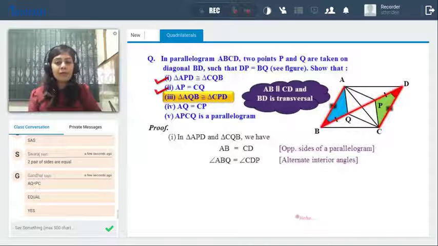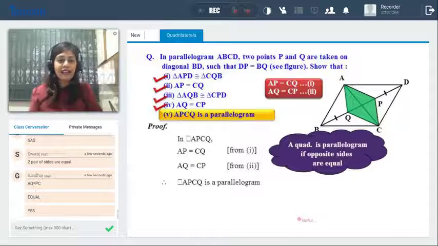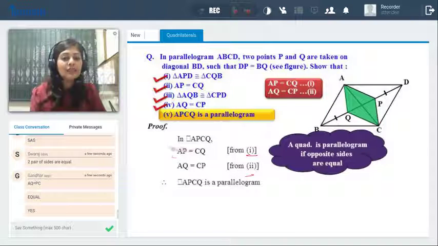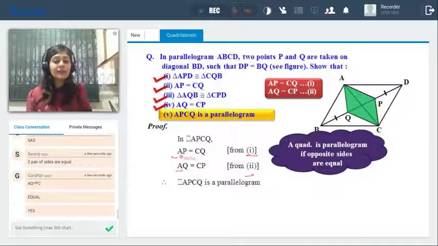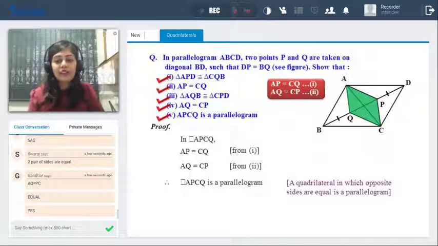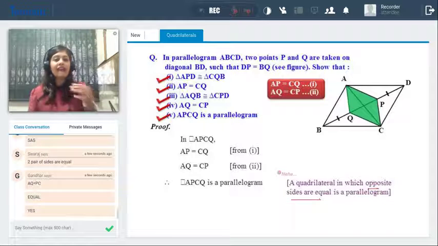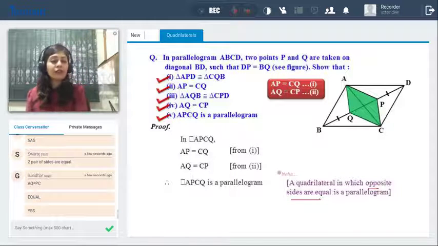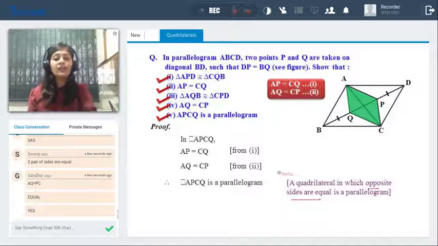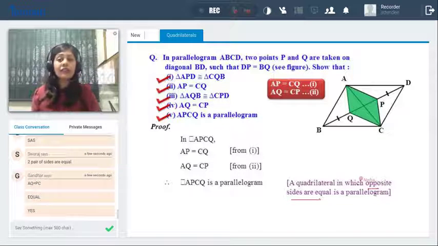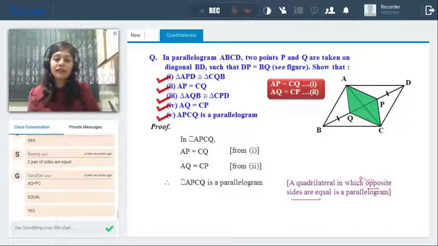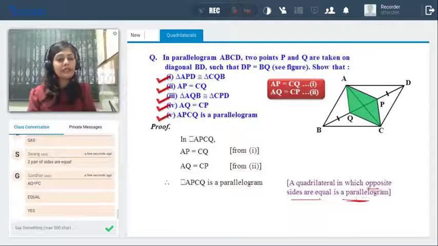You can just say from 2 and 4, or wherever you had written that, from 1 and 2, you can just say that since opposite sides are equal, APCQ is a parallelogram. And don't forget to mention that a quadrilateral in which opposite sides are equal is a parallelogram. Always, whenever you say that a quadrilateral becomes a parallelogram or a parallelogram becomes a rhombus, make sure you write by which property you have proved this. Yes, so the property we have used here is, if opposite sides of a quadrilateral are equal, then it has to be a parallelogram. Yes, so this property of a parallelogram is being used out here.